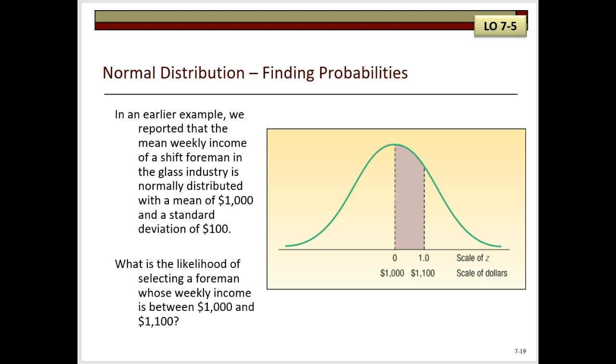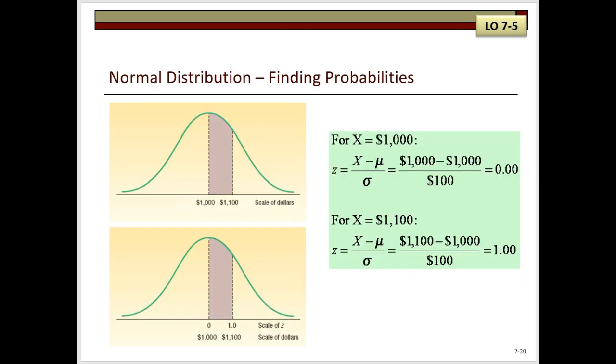The area between them is shaded and represents the probability of selecting a foreman whose weekly income is between $1,000 and $1,100. To find the actual probability, we convert these two random numbers into z-scores as illustrated on the next slide. Applying the formula for converting a random variable x into a z-value, we obtain a z-score of 0 for x equals $1,000. This is because the random number is exactly the same as the mean of the distribution. The z-value for the other random number, $1,100, is a positive 1.0.